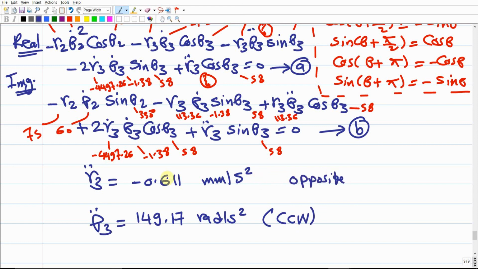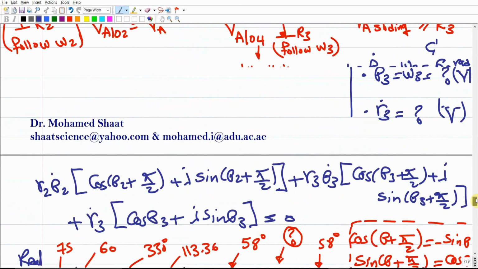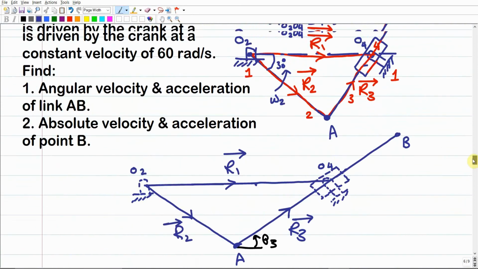And again, we're gonna discuss these components and these directions. Now for the velocity and the acceleration, it should be opposite to the r3 vector. This is bar as we discussed before, right? And you should understand that this gives the sliding acceleration, while this one gives us the alpha 3, which is the angular acceleration of the link as we discussed. Okay, so now we finished. We're done with the position, the velocity, and the acceleration analysis of this mechanism.